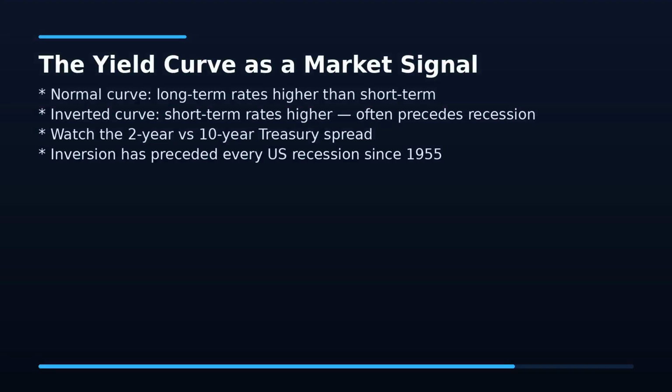The yield curve shows the relationship between short and long-term interest rates. When it inverts, meaning short-term rates exceed long-term rates, it has historically been a reliable recession warning. Investors watch the spread between the 2-year and 10-year Treasury yields as a key macro signal.